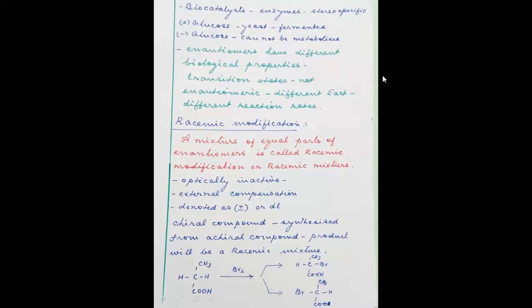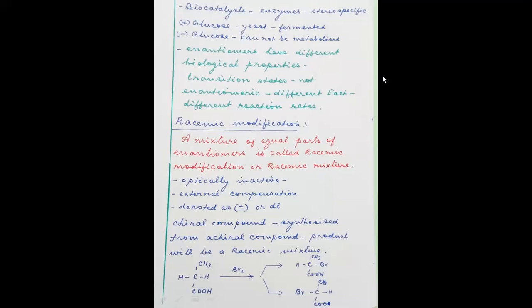Suppose I have 50 molecules of plus lactic acid and 50 molecules of minus lactic acid, and I put them together. What will happen? The 50 molecules of plus lactic acid will try to turn the plane of the plane polarized light towards the right, and the 50 other molecules of minus lactic acid will try to turn the plane of the plane polarized light towards the left to the same extent. As a result, the light will come out unaffected. There won't be any change in the direction of the plane. You may not observe any inclination either towards the right or towards the left.